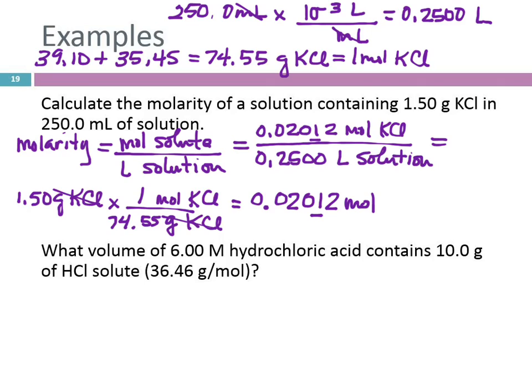So I take my 0.02012 divided by 0.25. I guess that's right. And this should have 3 significant figures, 0.0805, capital M.